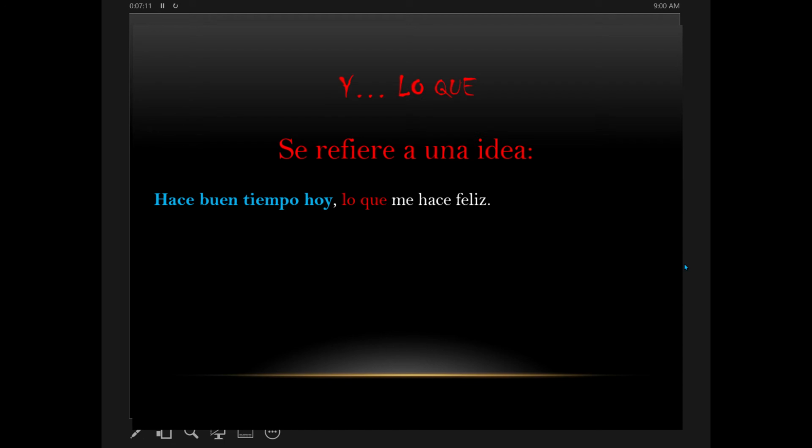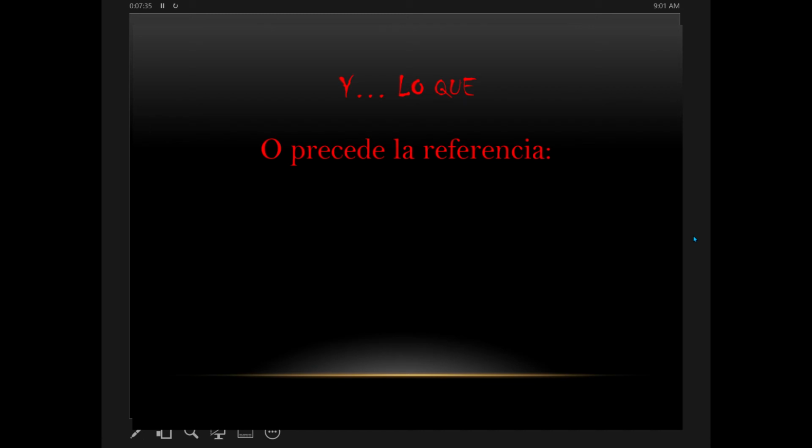So the word lo que refers to an idea. Remember that nouns are person, place, or idea, and this is where the idea situation comes in. It's nice out today, which makes me happy. This whole clause is the subject. It's not tiempo. That's not the antecedent. The whole clause is the antecedent, and so we use lo que.